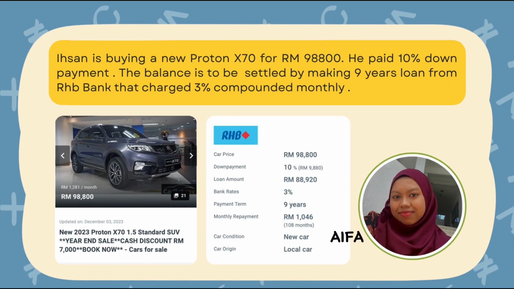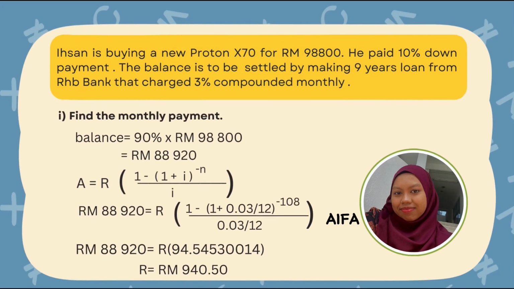Let's solve the questions for a special case in annuity. The question is, Ihsan is buying a new Proton at 17 for 98,800 ringgit. He paid 10% down payment and the balance is to be settled by making 9 years loan from RHB Bank that charge 3% compounded monthly. First question. Find the monthly payment.